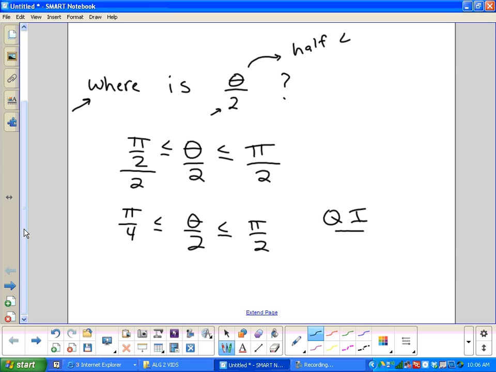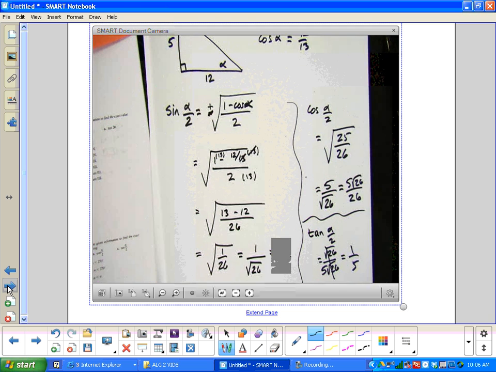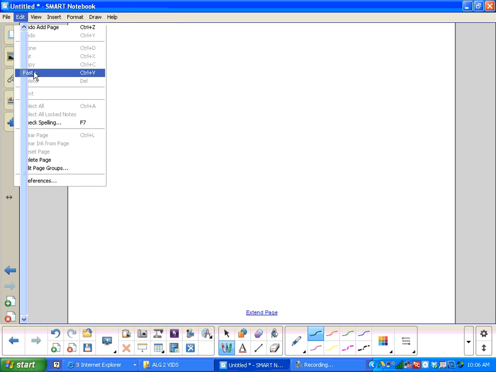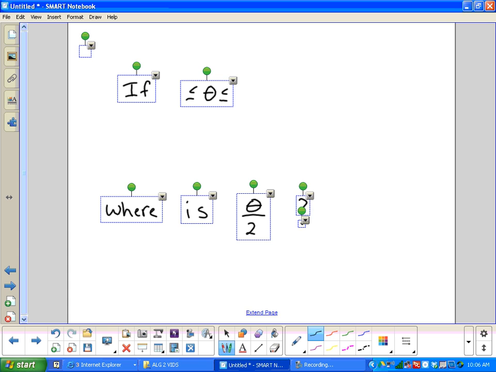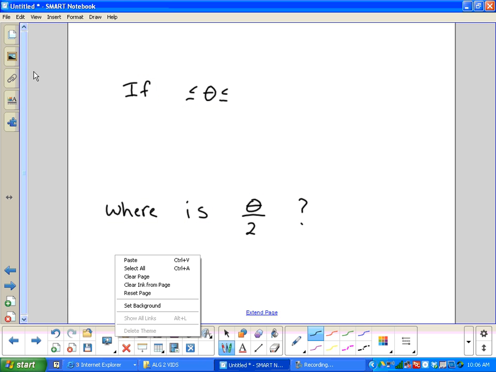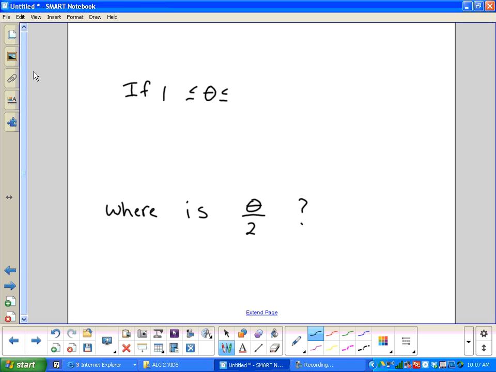Now, let's look at this question for quadrant 3. This time, just to be a little bit different, I'm going to put this one in terms of degrees. Let's say that we're in the third quadrant. That would be in between 180 degrees and 270 degrees. But that's quadrant 3, isn't it? Now, where is the half angle going to be? What quadrant would it be in? Let's use the same logic, and let's take that inequality.